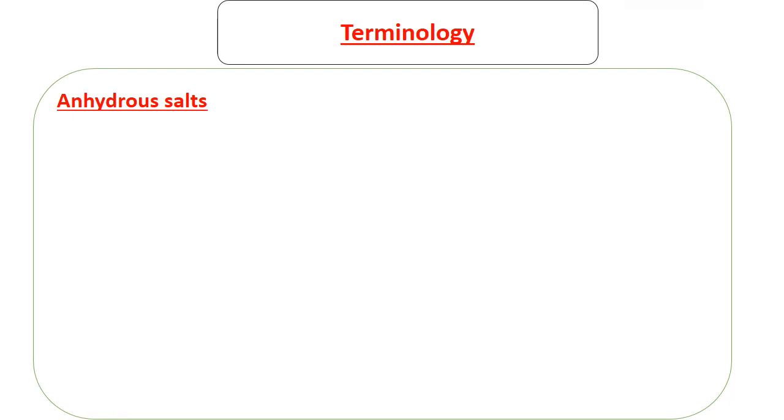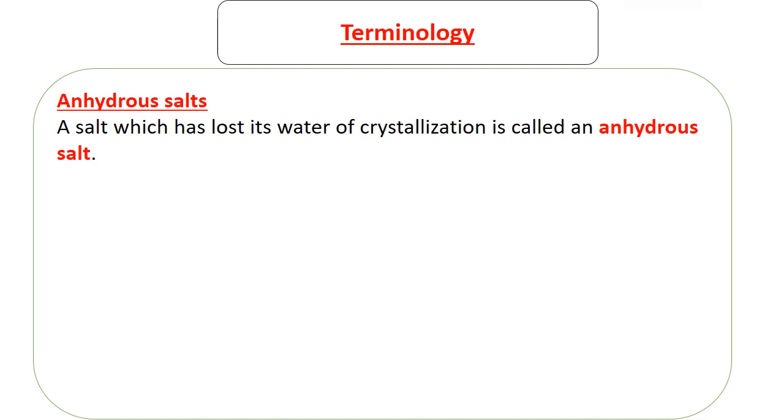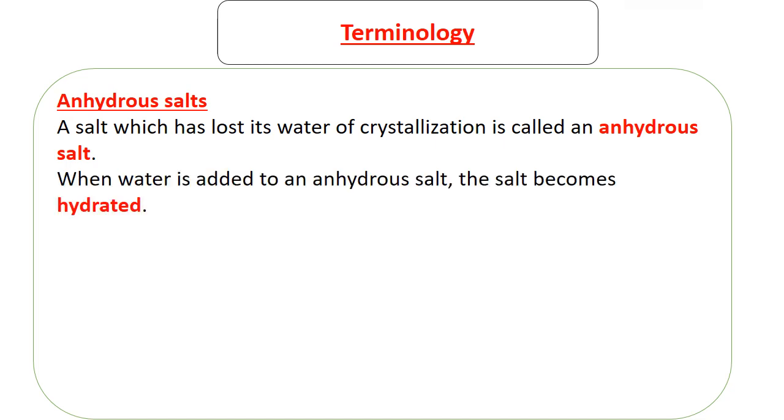The second type of salt is anhydrous salts. An anhydrous salt is a salt that is dehydrated, or that doesn't have its water of crystallization. In short, an anhydrous salt is a salt which has lost its water of crystallization. So when a hydrated salt loses its water of crystallization, it becomes an anhydrous salt. When water is added to an anhydrous salt, the salt becomes hydrated. In short, an anhydrous salt is meant to have some water of crystallization, but it has just lost it. So when you add water to it, it can go back to a hydrated salt.